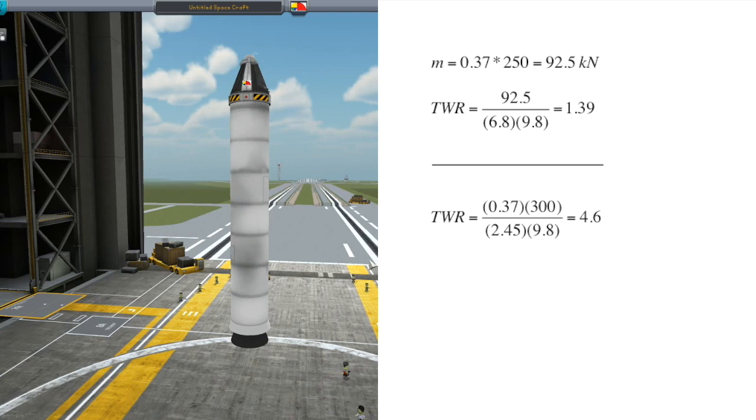So to summarize, managing the thrust-to-weight ratios of your rockets makes them easier to control and less likely to explode. And don't forget to check the max TWR that you would be getting as the fuel runs out.